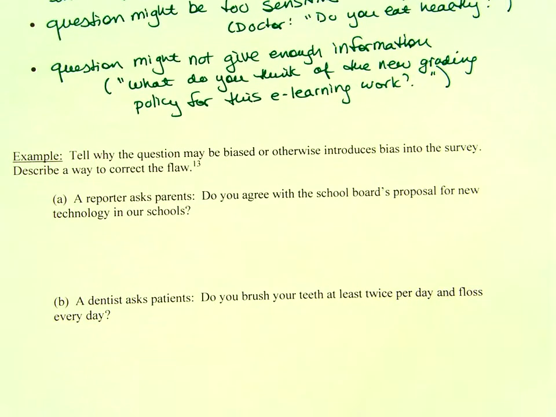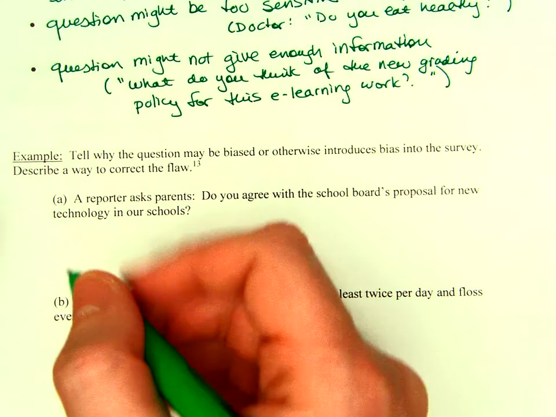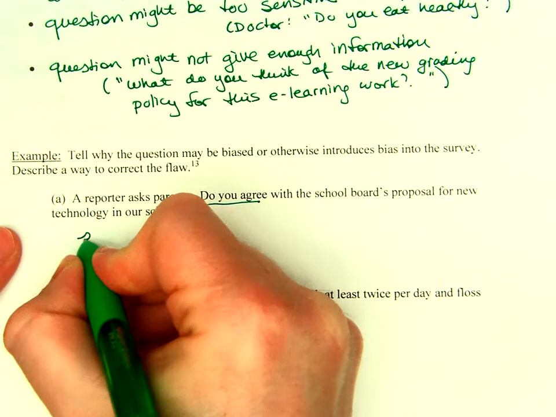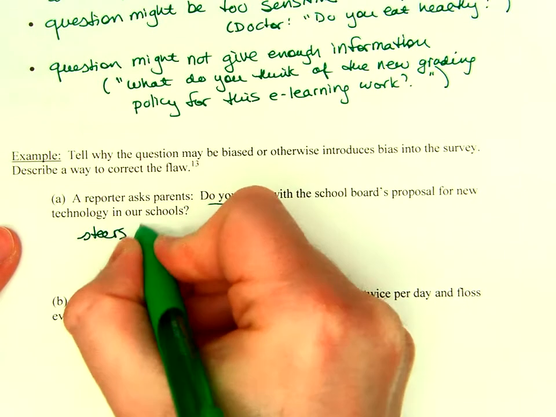On the bottom of the page, we have questions being asked with some bias, and we need to rewrite each question in a way where there's no bias. Letter A, a reporter asks parents, do you agree with the school board's proposal for new technology in our schools? Well, I've got a whole bunch of issues with this. First of all, one way there's bias. Do you agree? They're steering them towards agree.